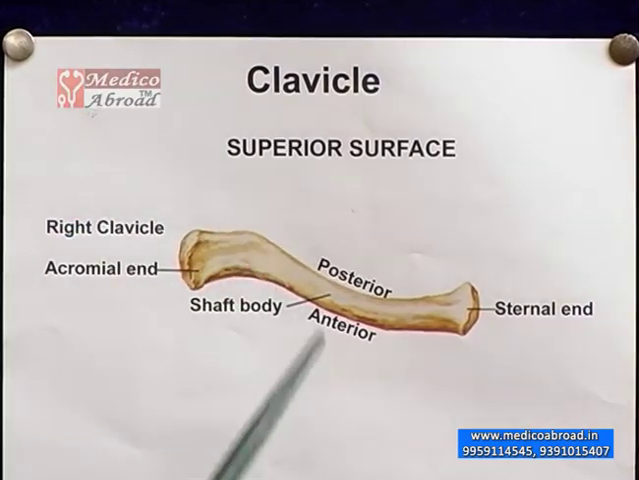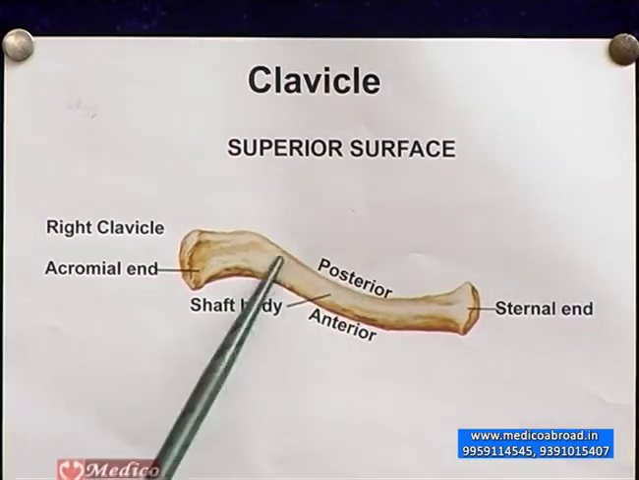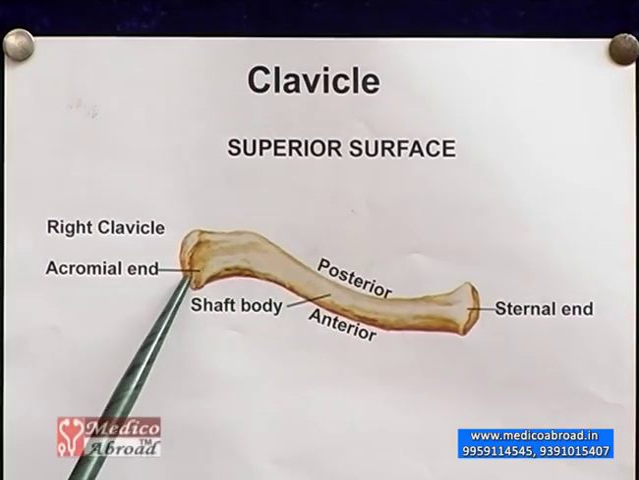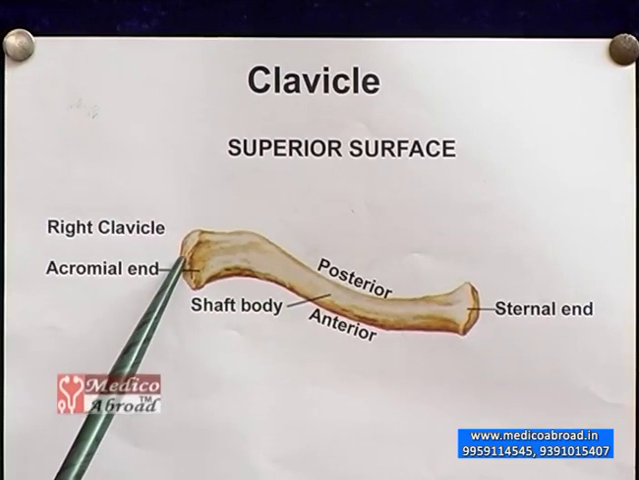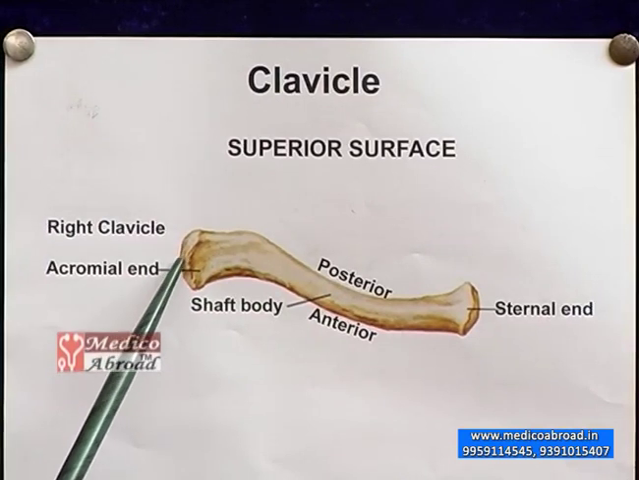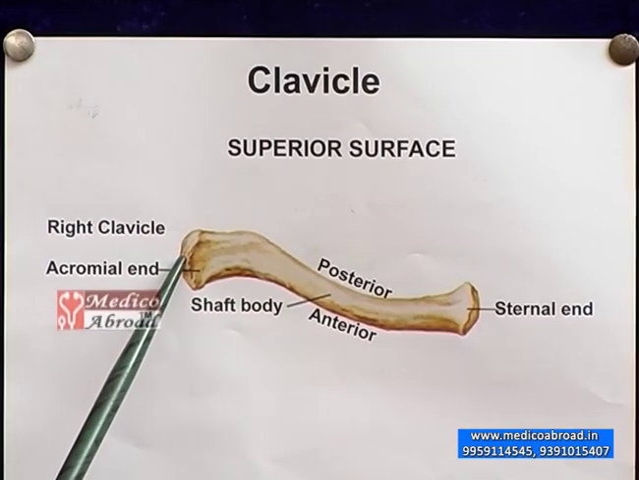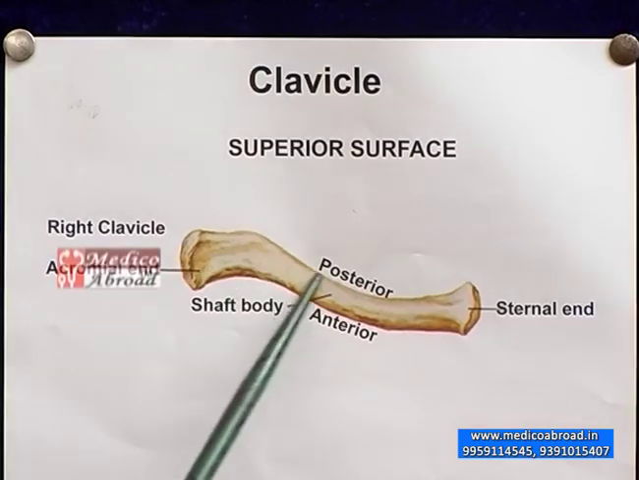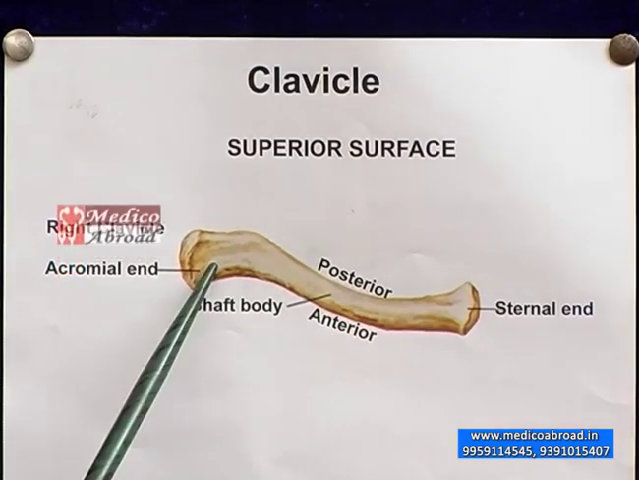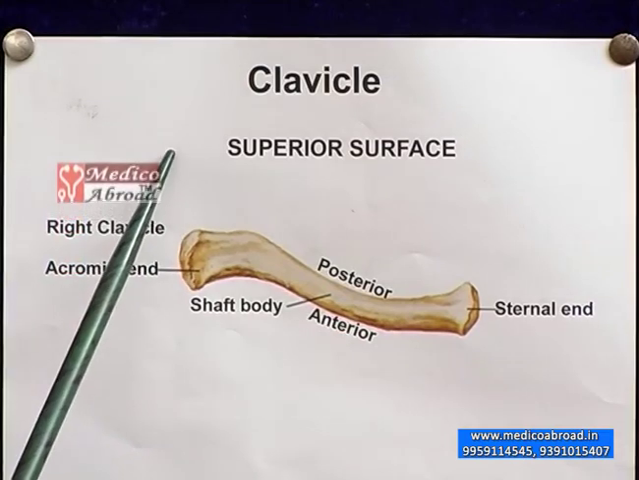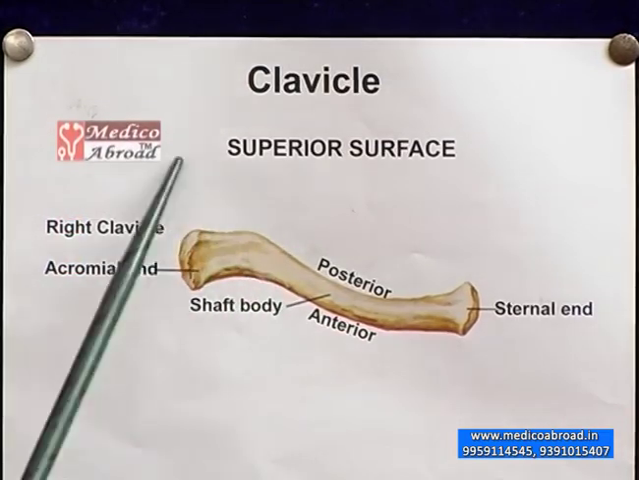This is the shaft of the bone, and this is the acromial end at the lateral side of the bone, which articulates with the acromion process of the scapula. So this is the superior surface of the bone, which means that somebody is looking at the bone from above.